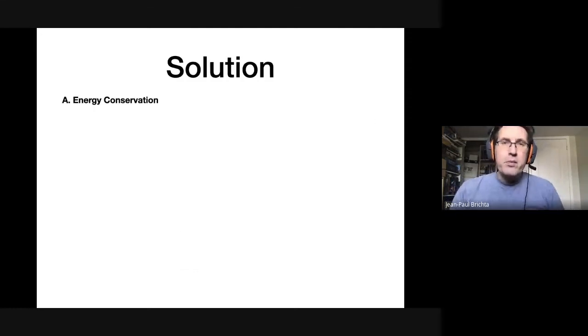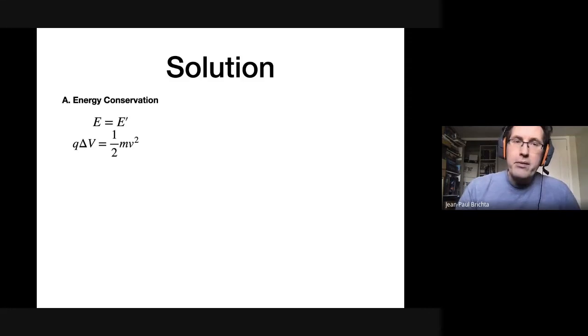What we're going to do here is use energy conservation. If you remember, the energy that we have at the beginning is equal to the energy that we have at the end. That's the law of conservation of energy. But in this case, there is actually work being done by the electric field. That work is Q delta V, the work done on the electron as it's in the electric field. And as it leaves the electric field, it only has kinetic energy, so that's our 1/2 mv squared.